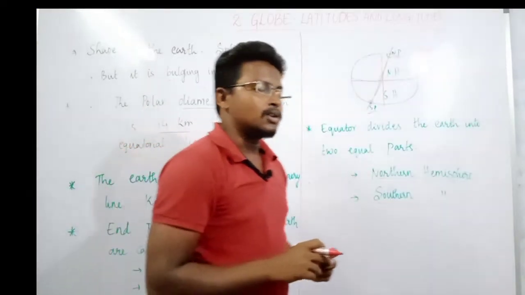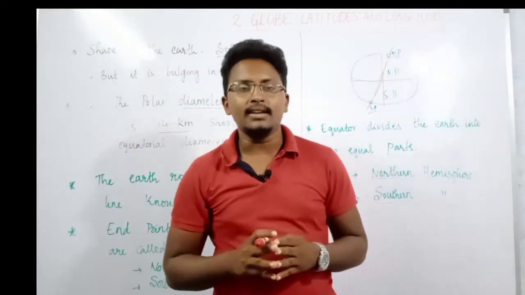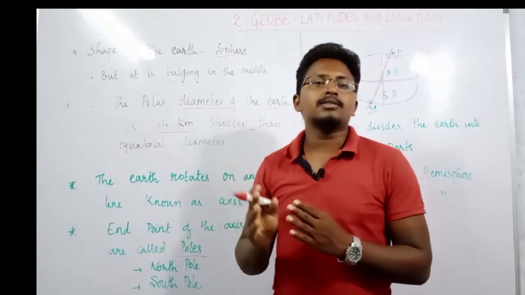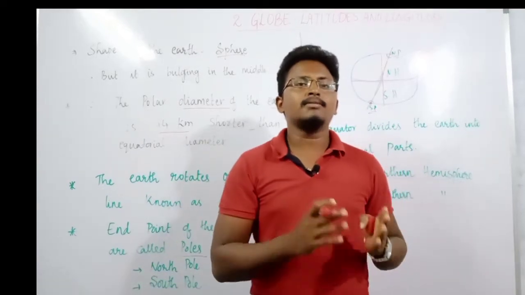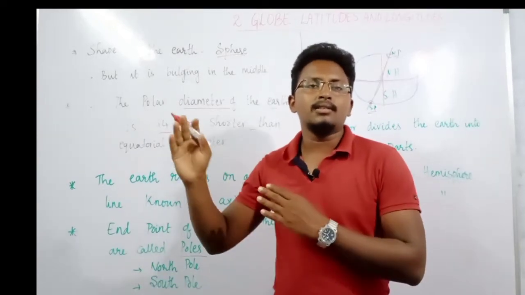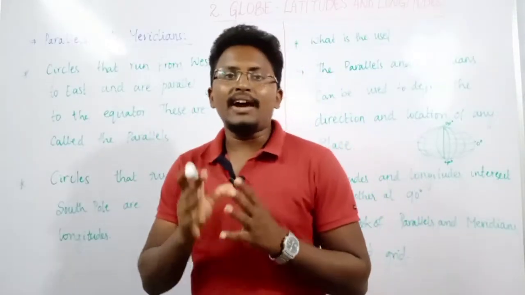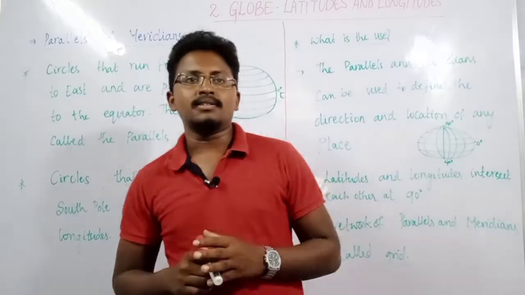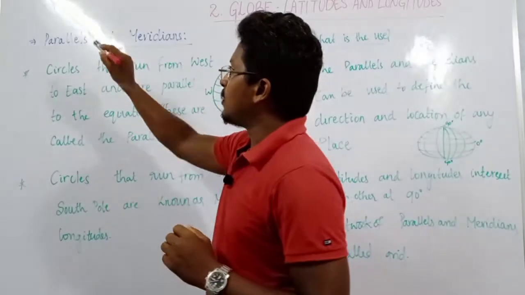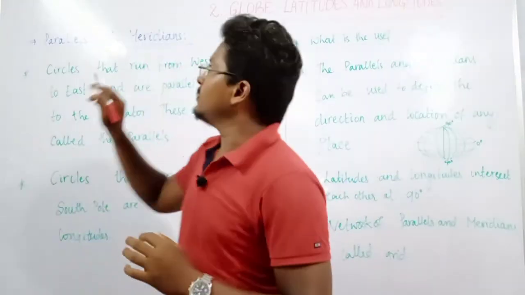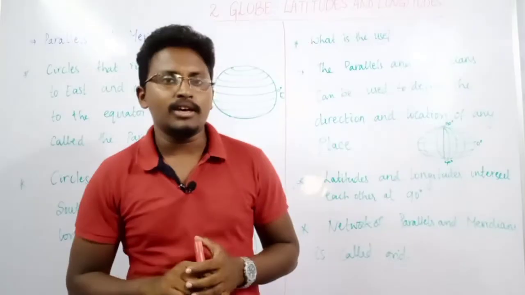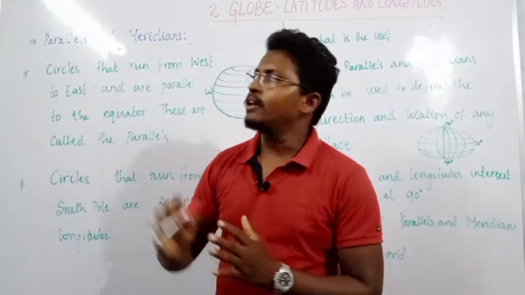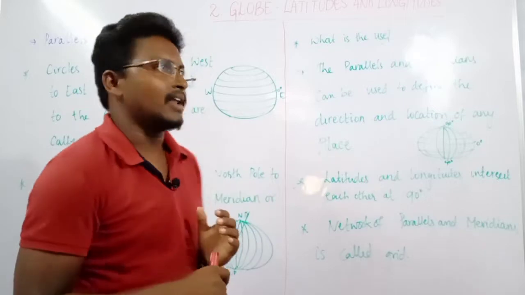Next we will see about parallels and meridians. What are these parallels, which we also call latitudes? What are these meridians, which we also call longitudes? So let us discuss parallels and meridians. These parallels you can also call latitudes, and these meridians you can also call longitudes. So let us see what are these latitudes or parallels.